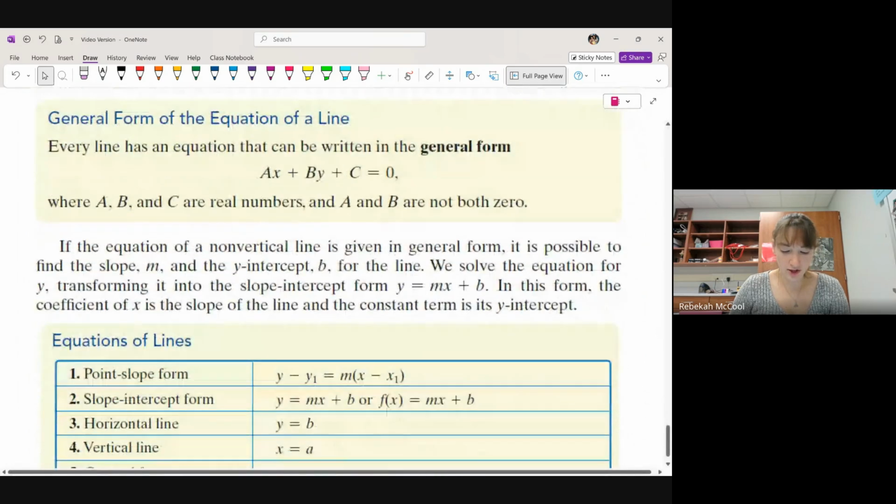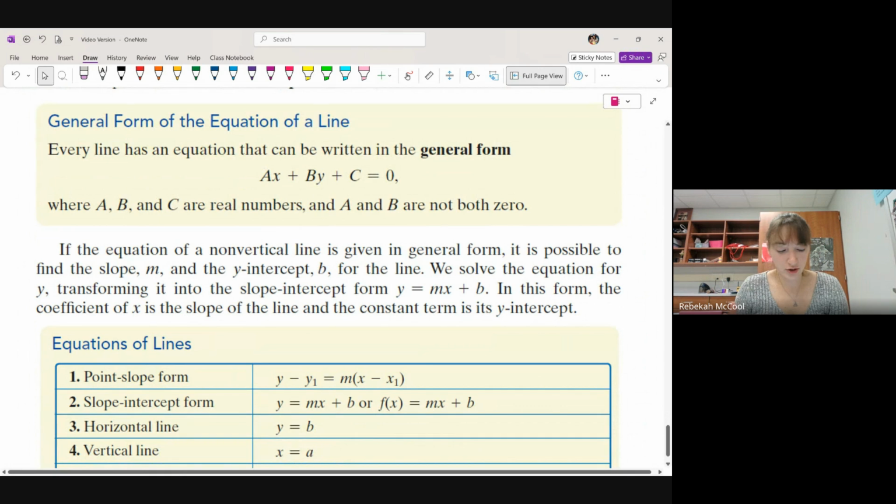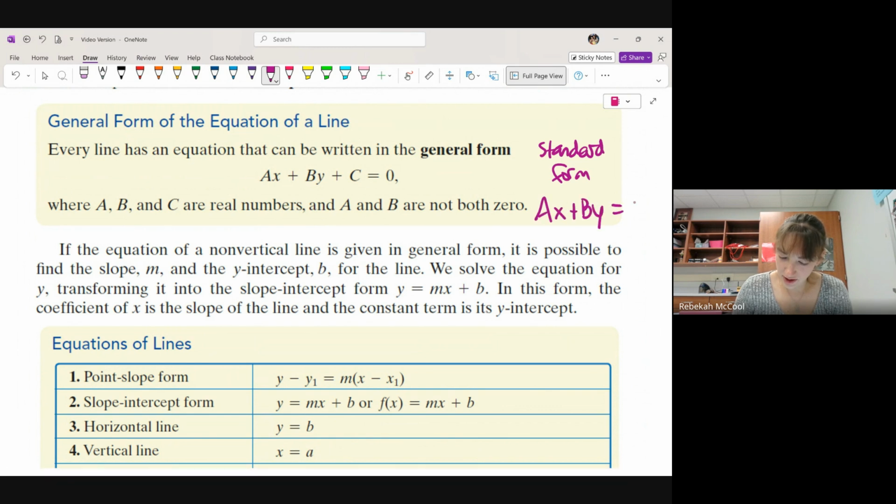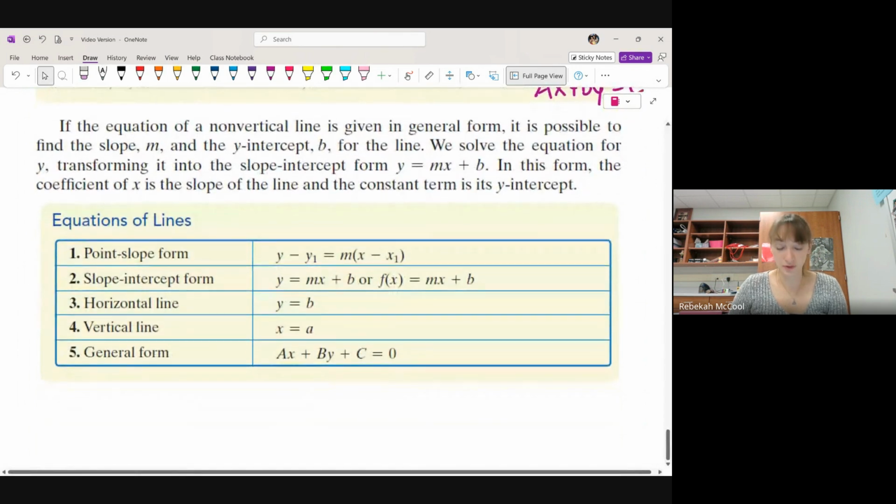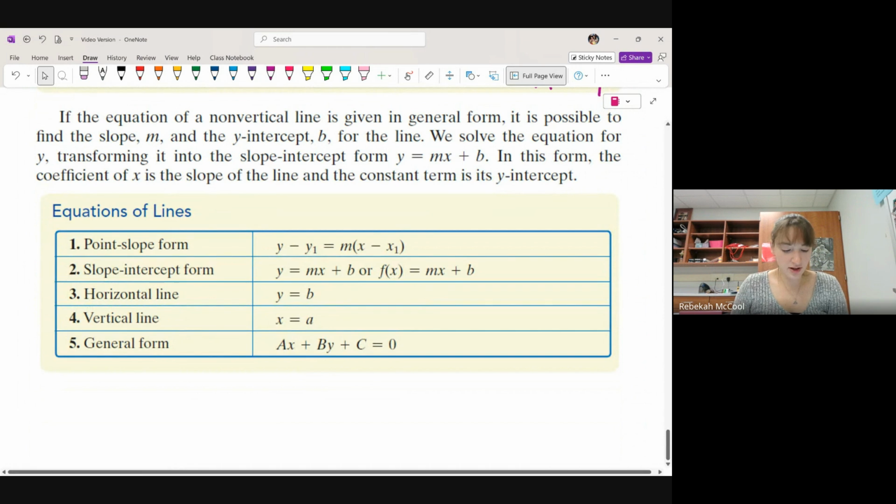Now we've got one more equation of a line. I don't find this one particularly useful. They call this one general form, which is ax plus by plus c equals 0. You might also see what's called standard form, where we have ax plus by equals c, where the constant term is all by itself. Not particularly useful, but it is another option. You might see a line written that way. And so this is just a sum up of all the types of equations that we've seen in this video.